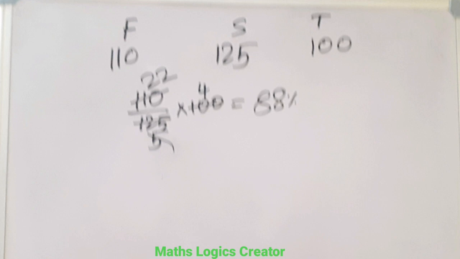He is asking what percentage the first number is of the second number. So 110 by 125 into 100. After the calculation, we get 88% as our answer. Okay, let's get into the next question.